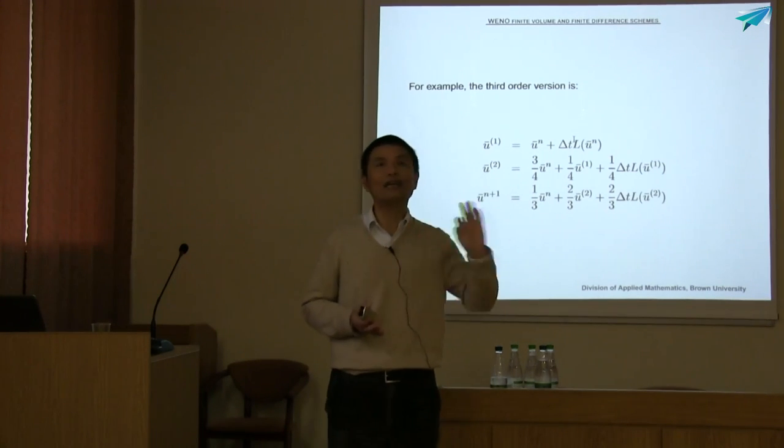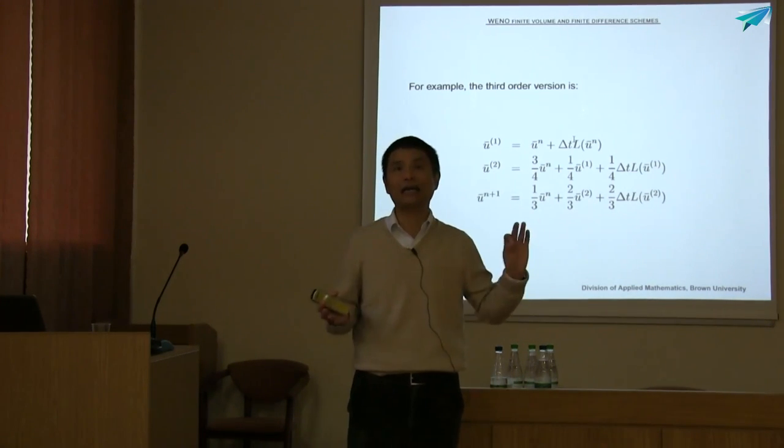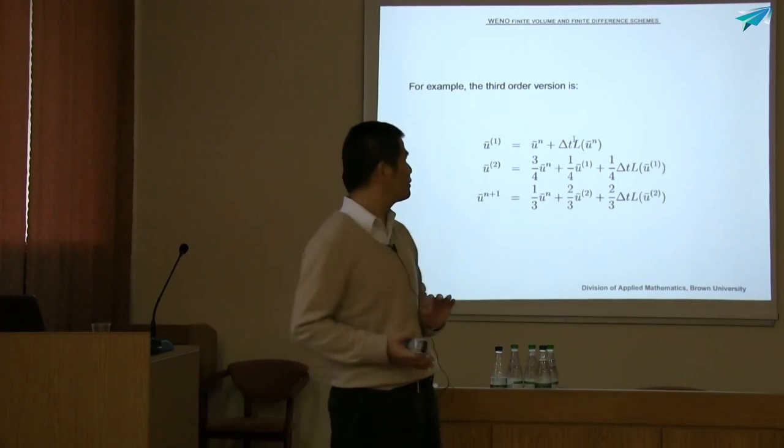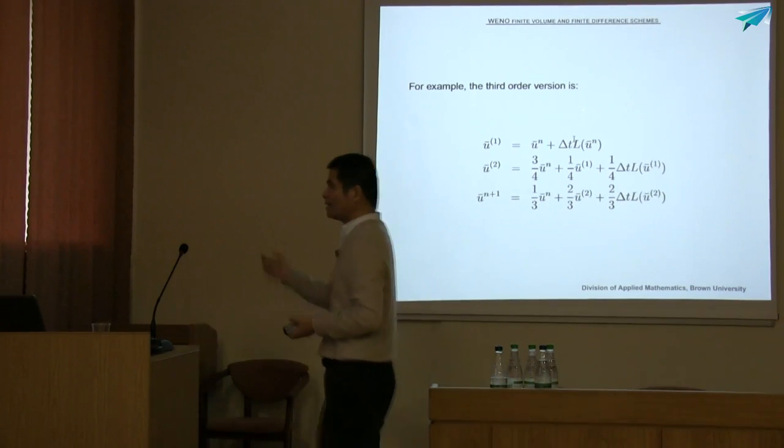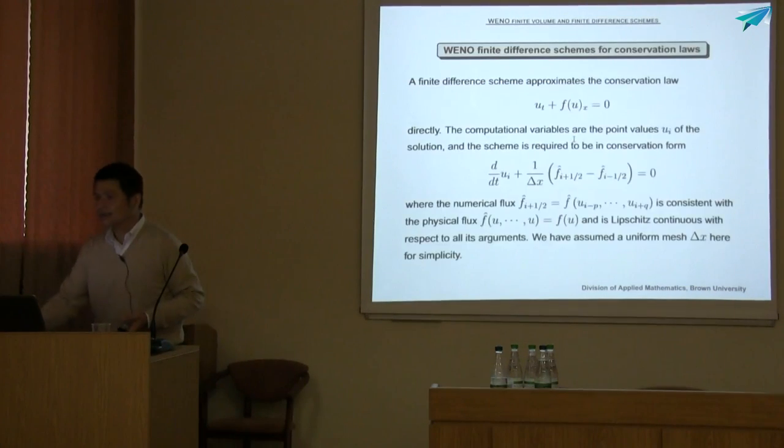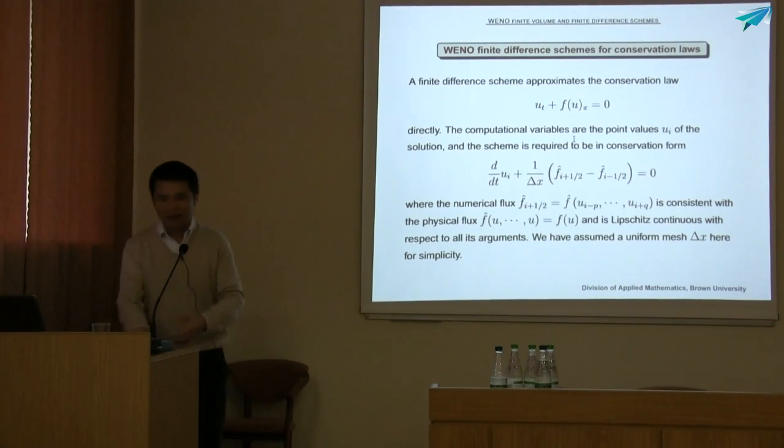For linear, then you can go to any order, so there are longitudinal methods for any order of accuracy. So this basically is my story on finite volume.